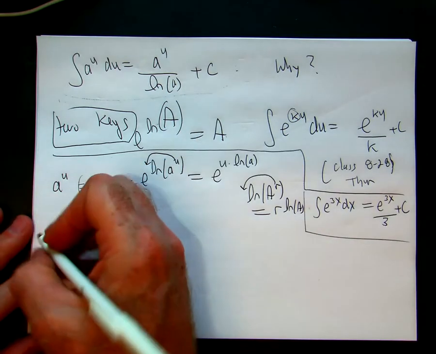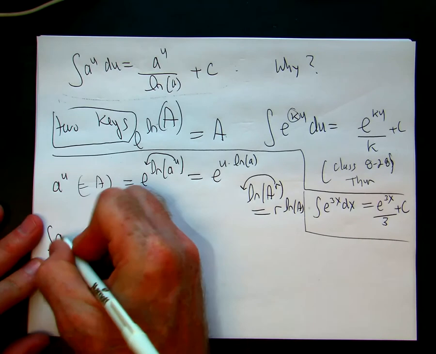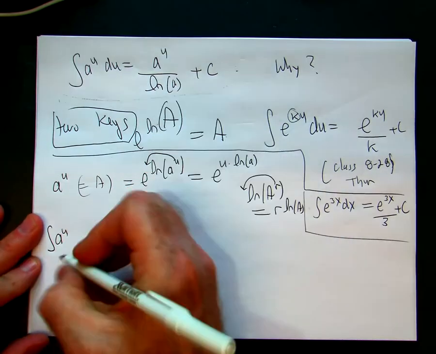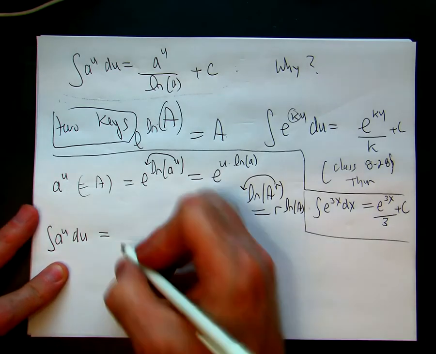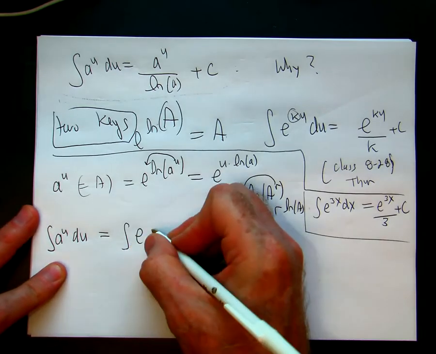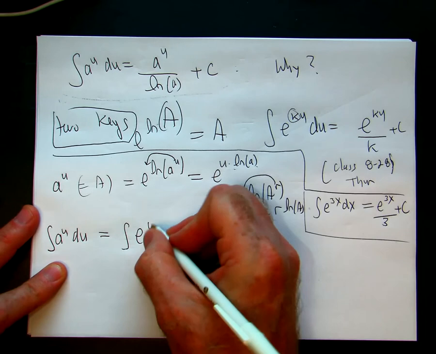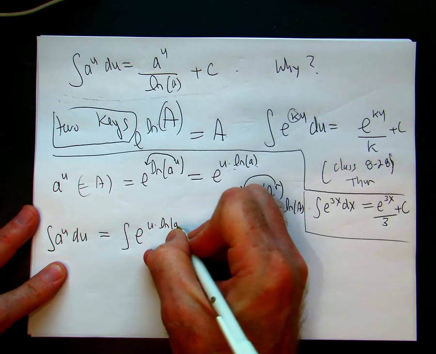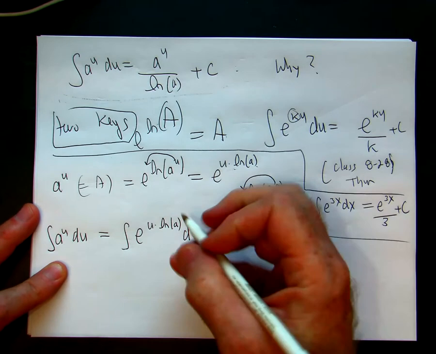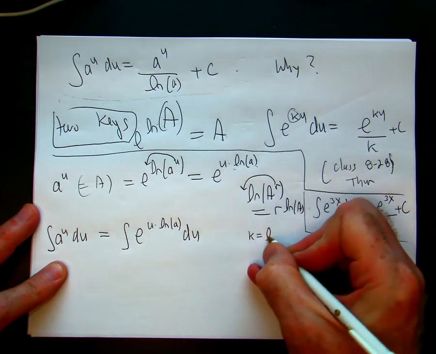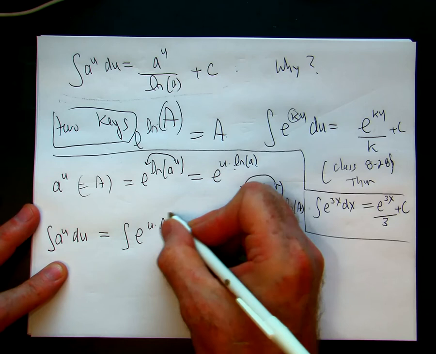Okay, so I'm going to start with this. I'm going to end up with this and show you how I get there. That's a to the u. Well, that's going to be the integral of e to the u log a du. I'm going to think of this integral right here where my k is natural log of a. So this is my k.